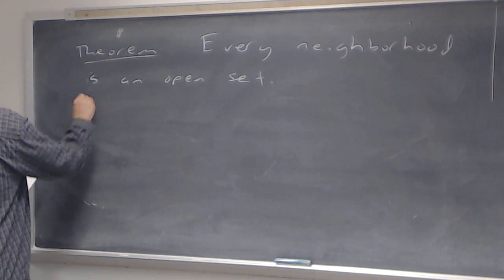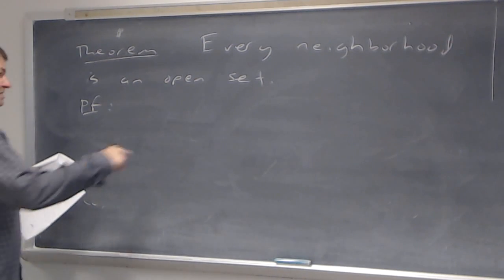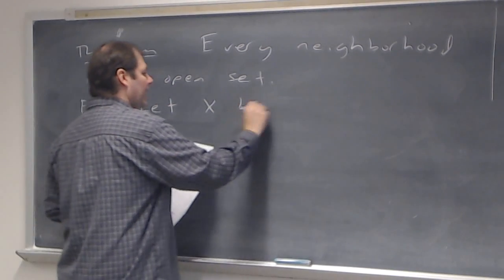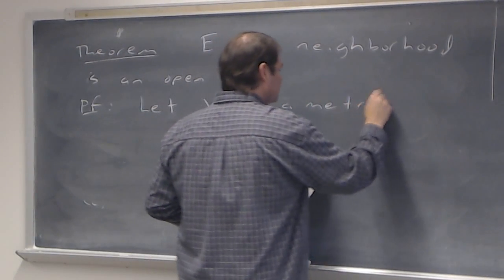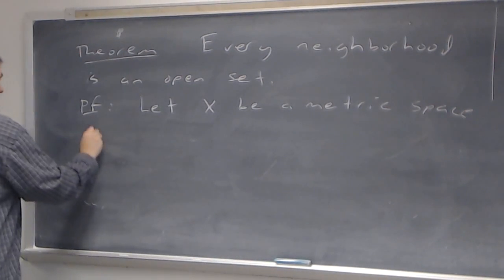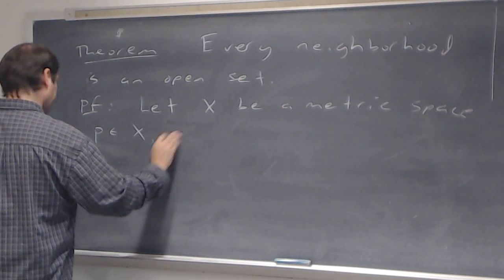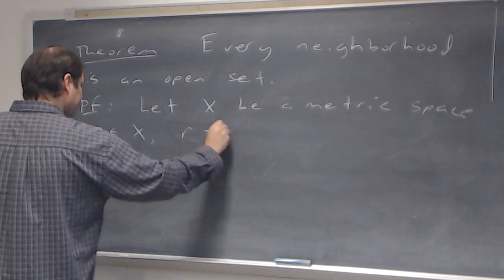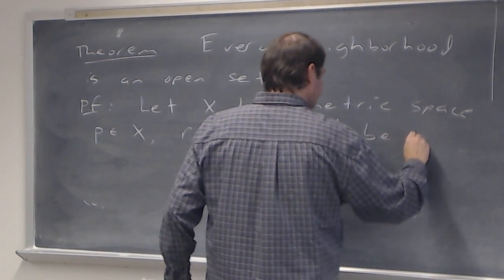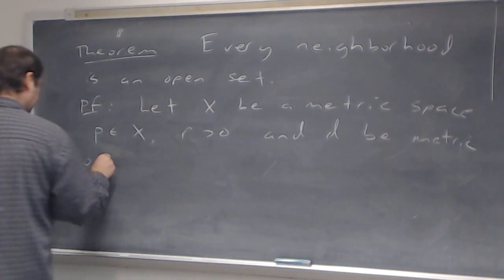So here's the proof. And I'm going to draw a picture to kind of describe what this is saying just a second. But we let X be a metric space, P be an element of X, and R be greater than 0, and d be the metric on X.